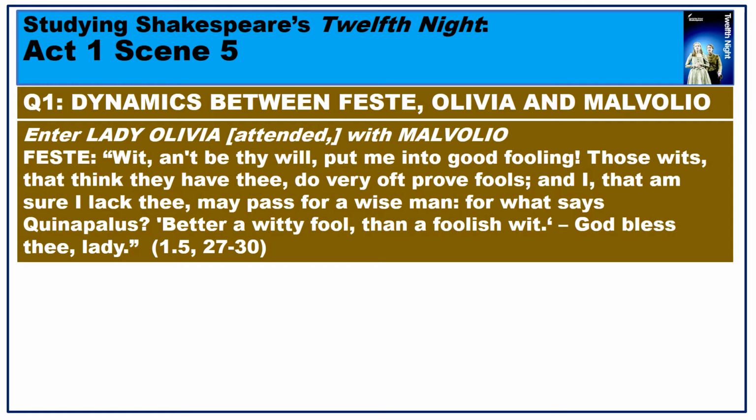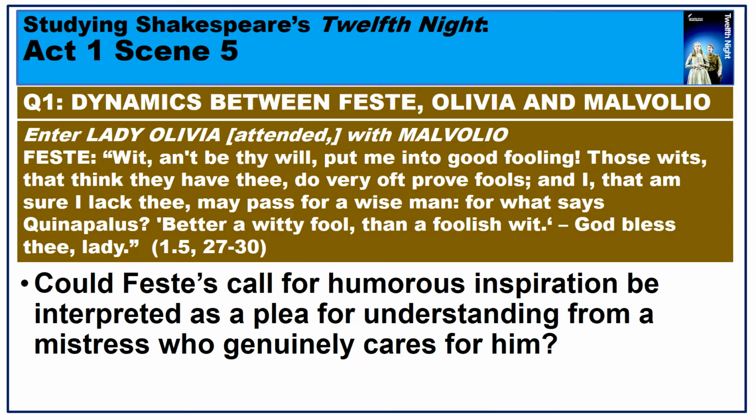Within my Cambridge School Shakespeare, Olivia and Malvolio are on stage for this speech, and this makes a subtle difference to the dynamics between them. If Olivia is on stage, then could Feste's opening plea to himself to come up with some witty cracks to put himself into good fooling be interpreted as a gentle message to Olivia to give him a bit of time to return to his previous comic heights? If so, does this imply the basis of a reasonably caring, empathetic relationship between the two?